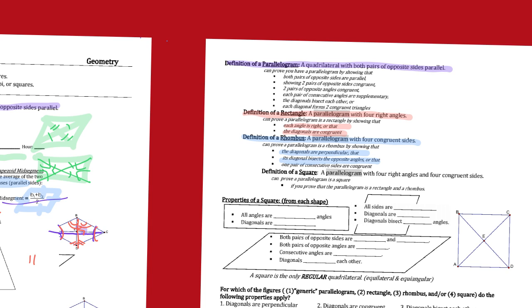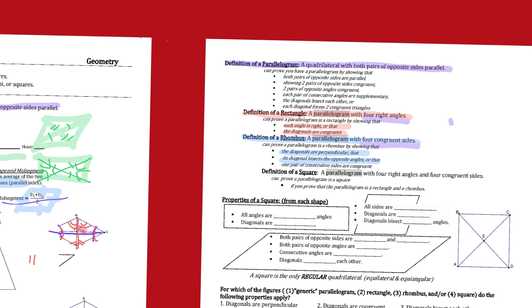Now, if you have a parallelogram that obeys the rules of a rectangle and a rhombus, think about this. What is the rule of a rectangle? Well, four right angles. What's the rule of a rhombus? Four congruent sides. Can you think what shape you would make if you had a parallelogram that has four right angles and four congruent sides? Well, you'd get a square.